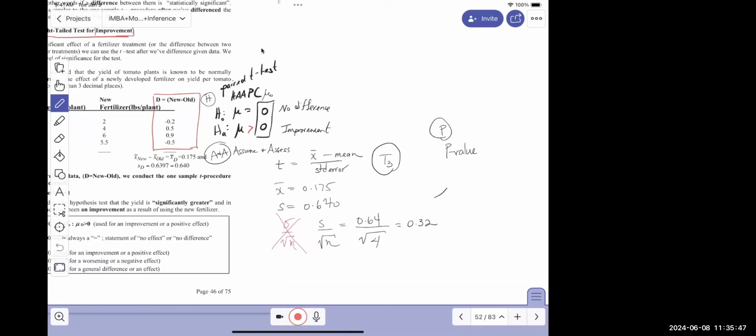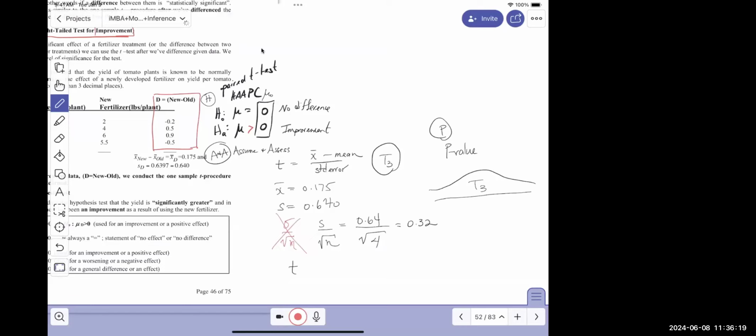Draw a picture. Which picture? T3. I mean, this is not an accurate drawing. Let me make it flatter. All right, so there's my T3. I can't use Z anymore. I have to use T. So with T3, I'm going to plot the T statistic. What is the T statistic? Did I get it yet? Oh, I didn't get it yet.